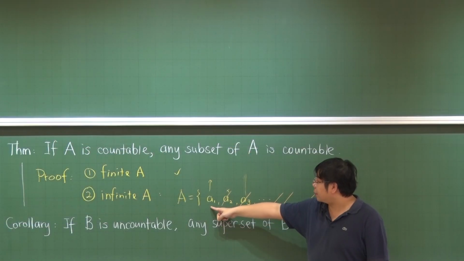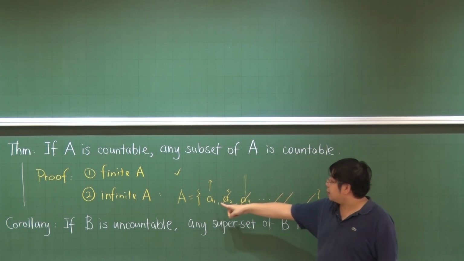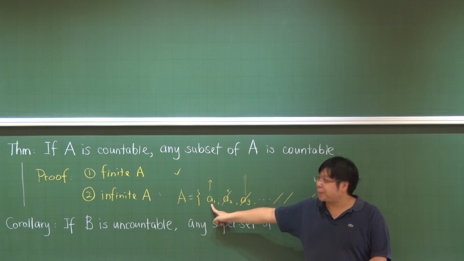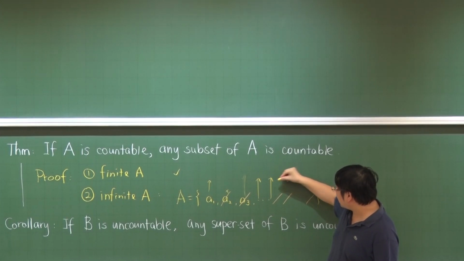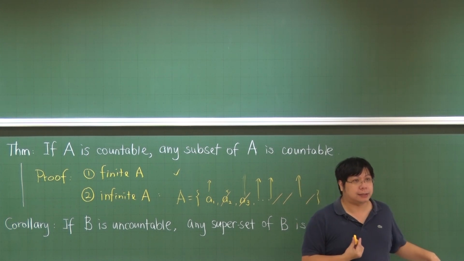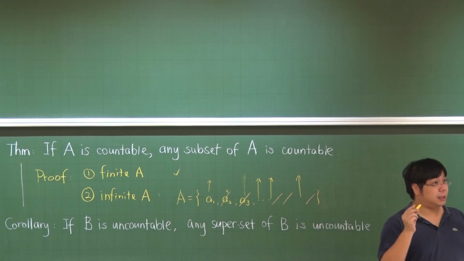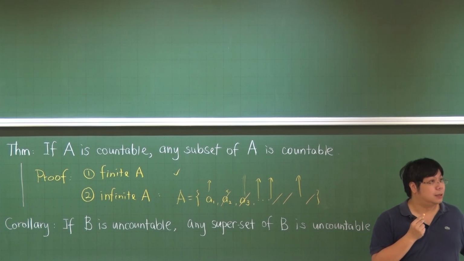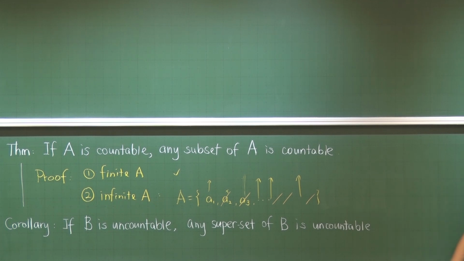This is the first item, the second item, the third item. So you can think of this as the first remaining item, the second remaining item, the third remaining item, the fourth remaining item, etc. So in that case, all items in C can be listed one by one. Is that okay? Okay, so that's it. So this is the idea. If A is countable, then any subset of A is also countable.